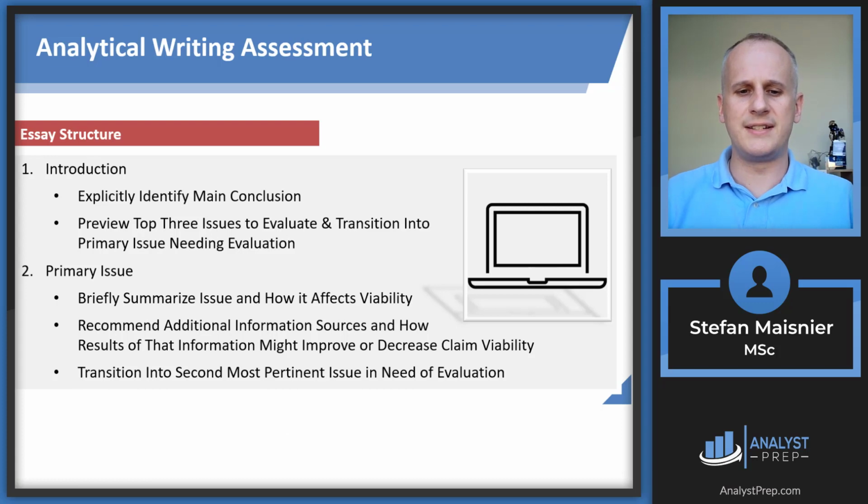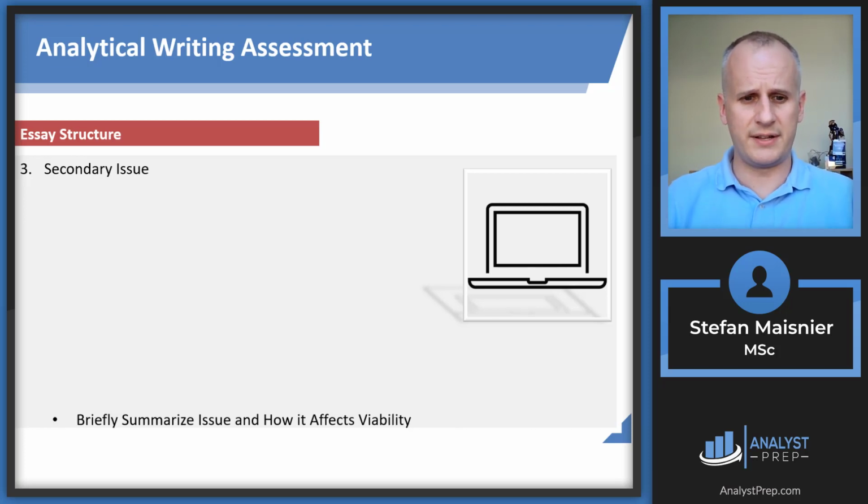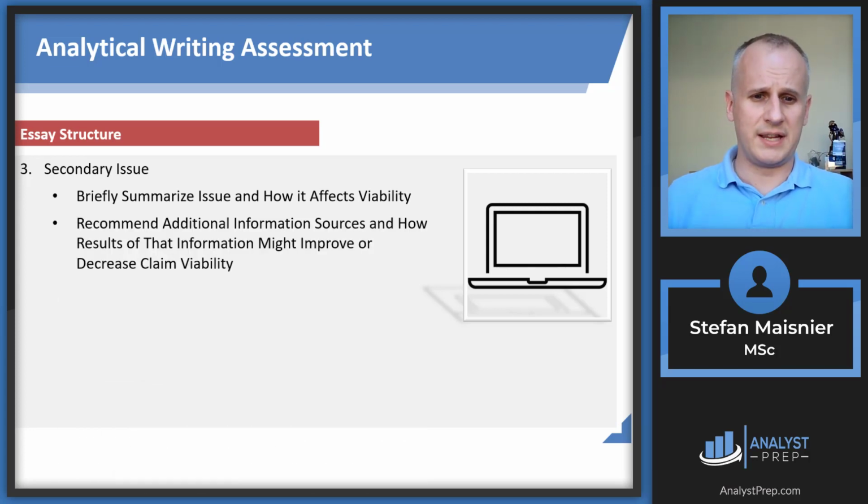And then you're going to transition into the second most pertinent issue that you've identified that needs further evaluation. And of course, the third paragraph, the second body paragraph, is going to be very similar to the first body paragraph, where we address the secondary issue in need of evaluation. So you're going to briefly summarize that issue and how it affects the viability.